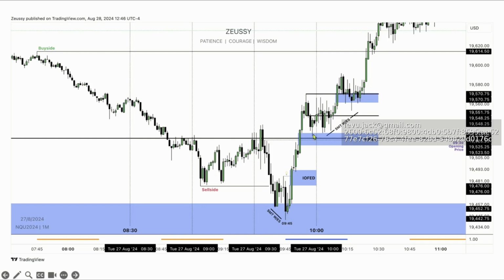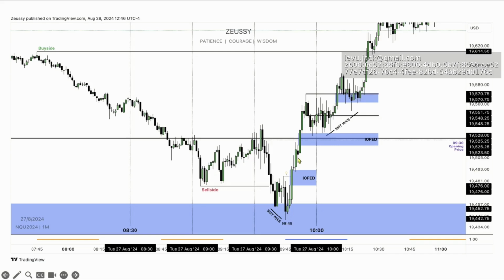Market retraces into that BC. I went long inside of that BC, and my stop loss was below this low. The reason why my stop loss was below this low is because this BC should not get violated if the market is going to in fact expand towards the upside.